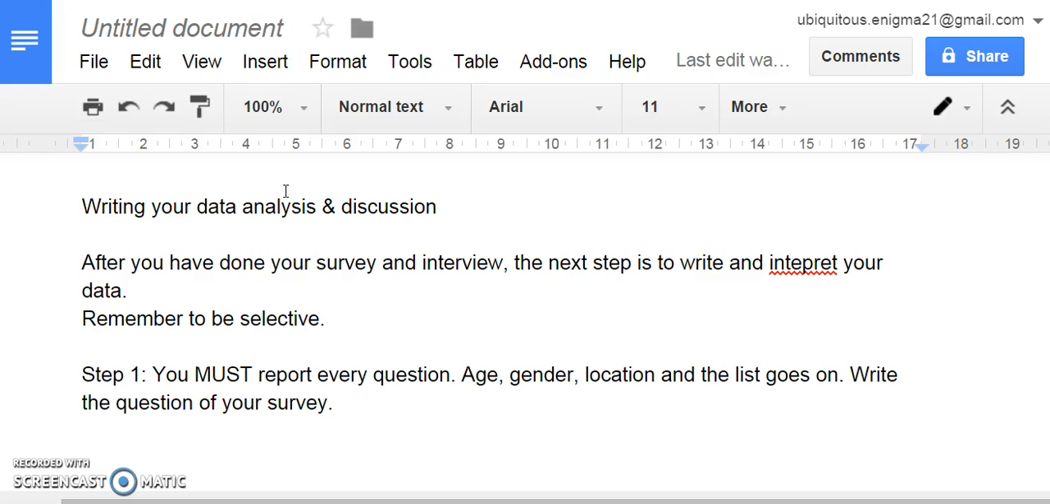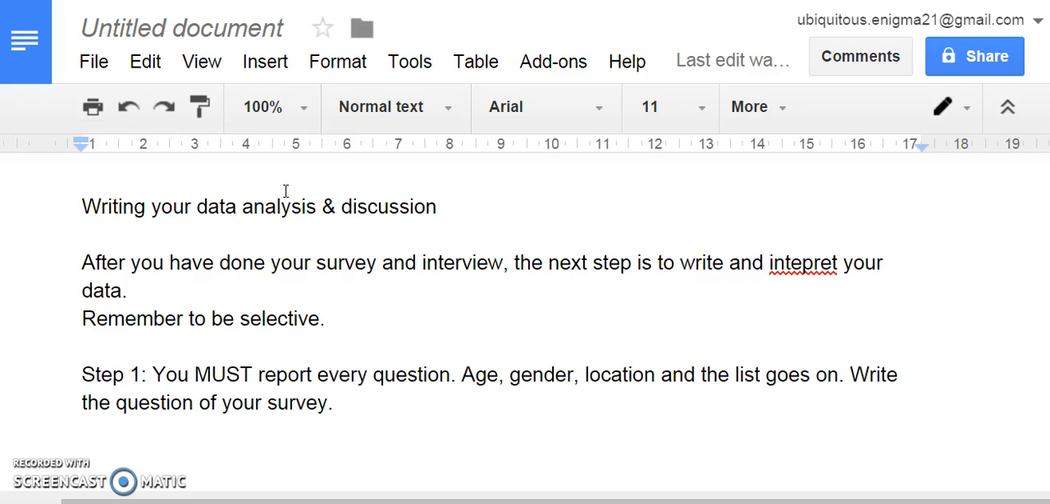So it includes age, location, education level, background, every single thing, from the first question to the last question. So if let's say you have 15 questions altogether, your data analysis will have 15 questions reported. If you have around 40 or 100, you are to report every single one of them, which is why I mentioned to you to be very cautious of your questions, because we are pressed for time, so we don't really have enough buffer time to correct all our mistakes.